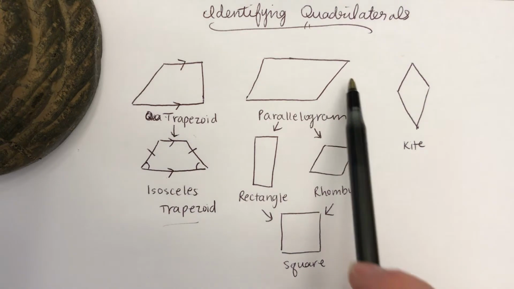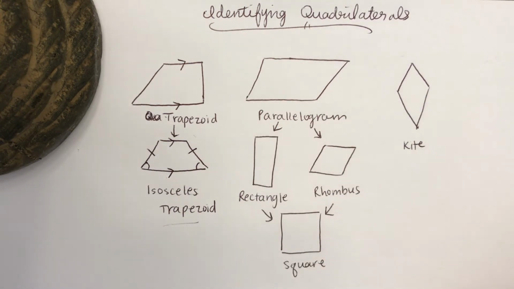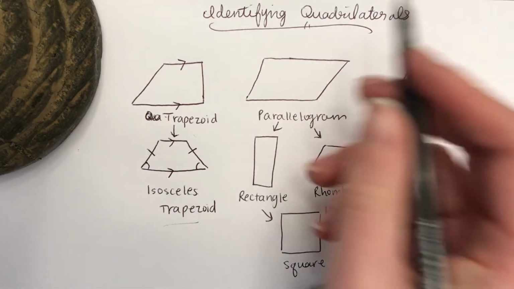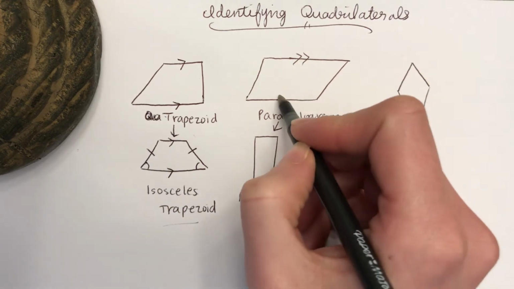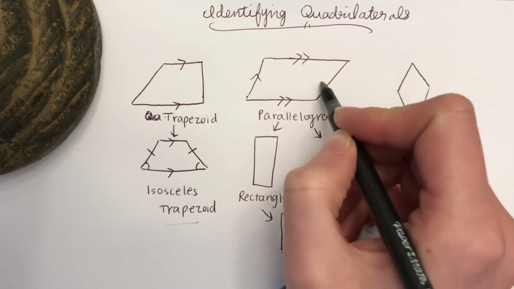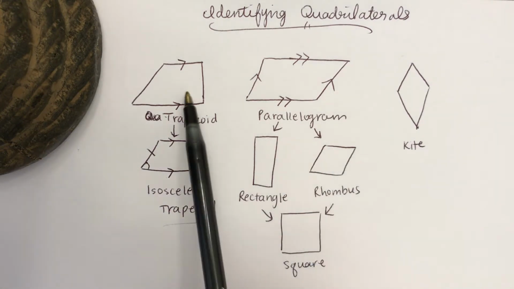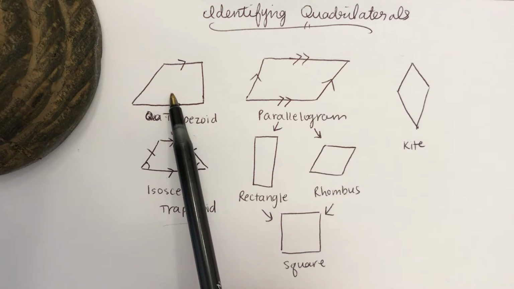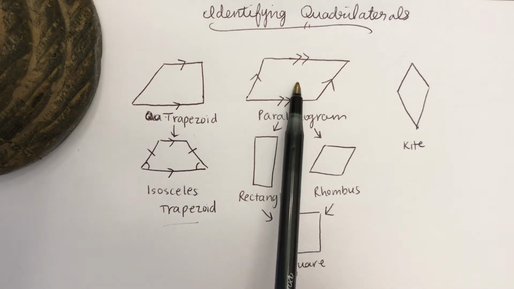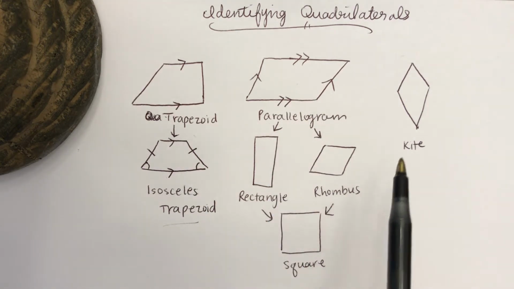All right, moving on to the second category, parallelograms. In order to classify something as a parallelogram, you need to know that it has two pairs of opposite parallel sides. So it's a four-sided figure with two pairs of parallel sides. So the difference between trapezoid, one pair, parallelogram, two pairs of opposite parallel sides.